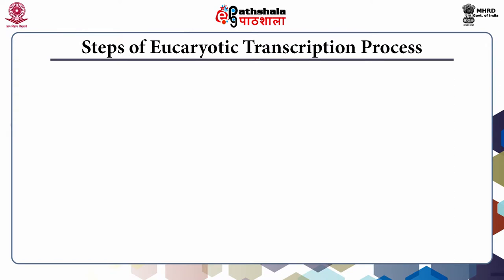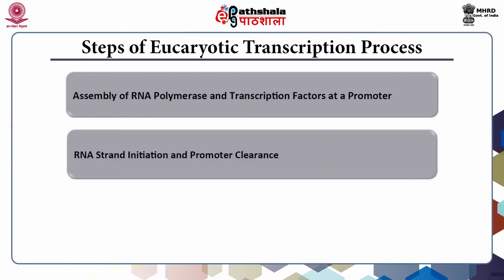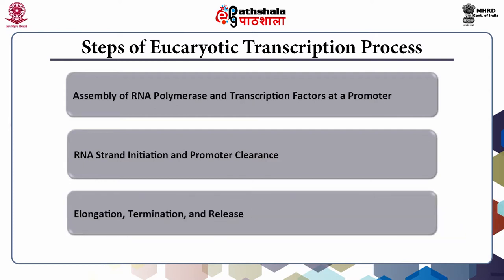Steps of the eukaryotic transcription process. We'll discuss the eukaryotic transcription process in the following three phases. First, the assembly of RNA polymerase and the transcription factors at a promoter. Second, the RNA strand initiation and promoter clearance. And third, elongation, termination, and release.